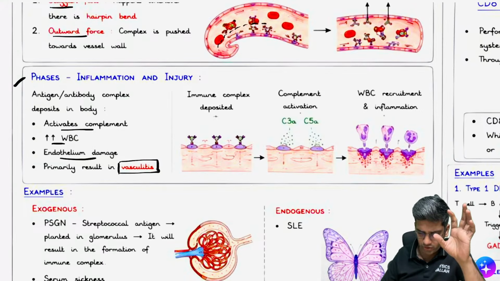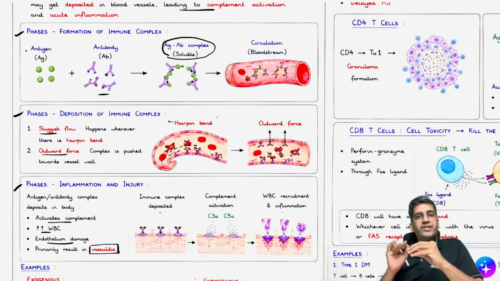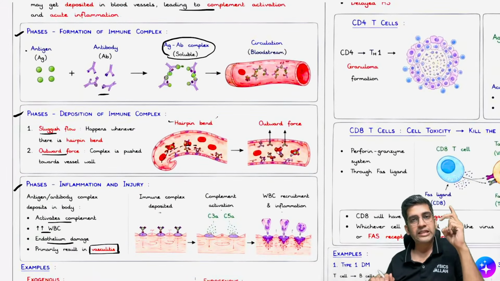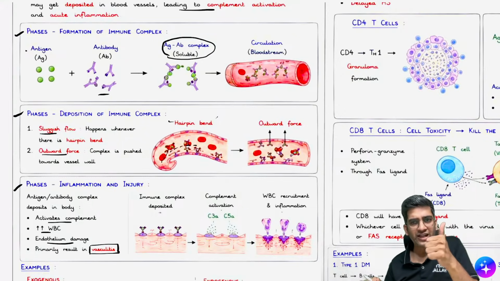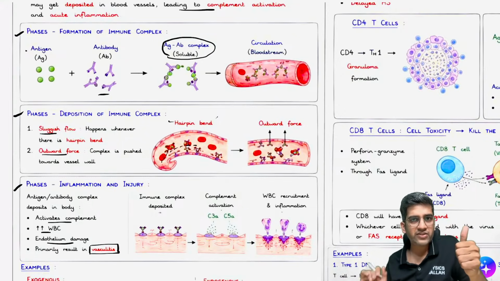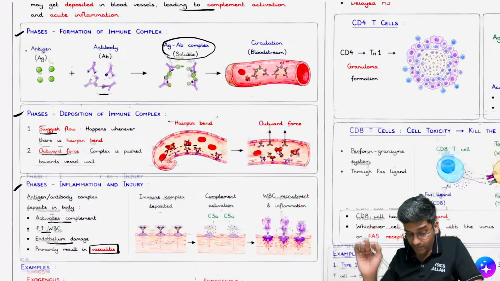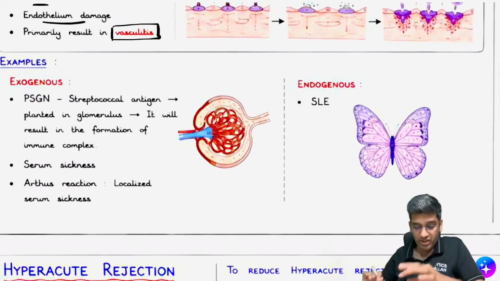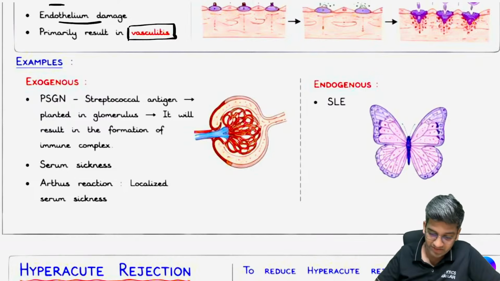That's it, right? I'm just going to zoom out once again. So it's the formation of the immune complex, the deposition of the immune complex, and activation of the immune complex, which causes the inflammation, which finally ends up in vasculitis. The prototype example, which no one will ever forget, is SLE. PSGN is also very important. If you are writing PSGN as one of the examples, I want this word to be there.